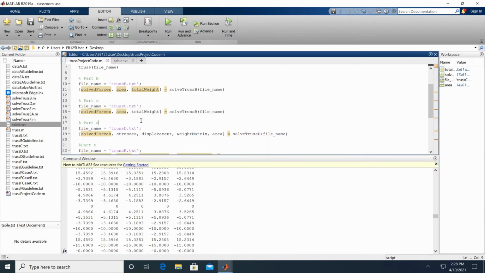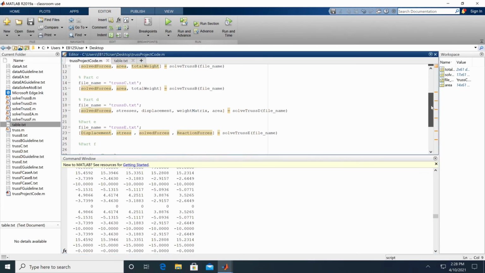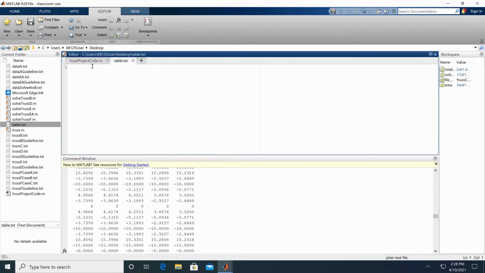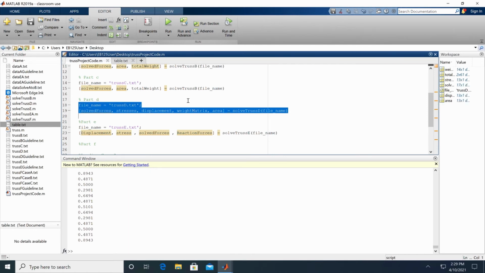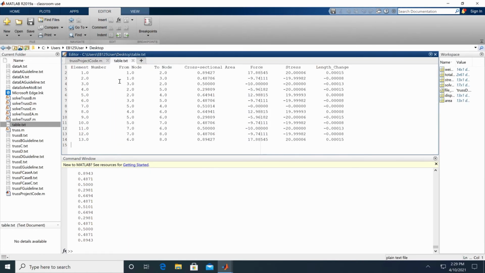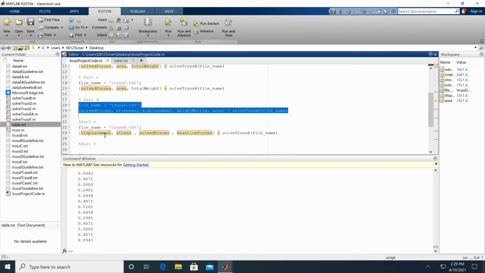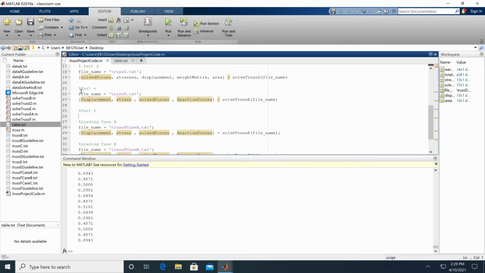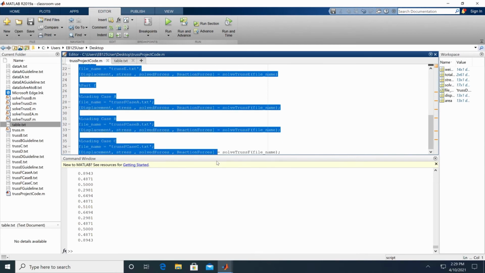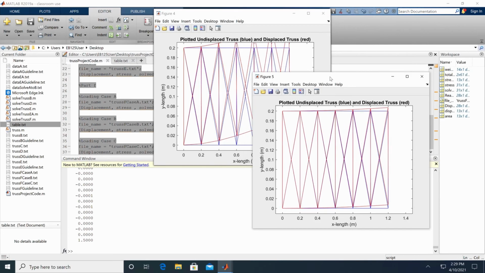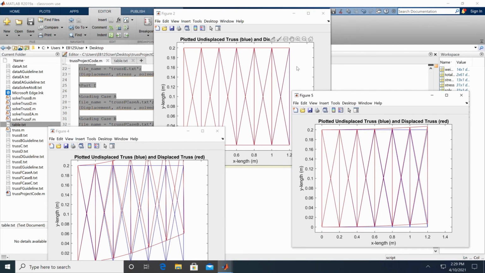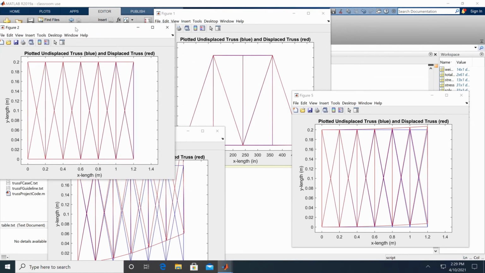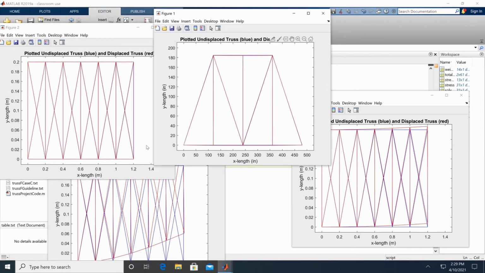And then part D, it outputs into a table output text file all of the forces, stresses, displacement, weight, and area, as you can see. And then parts E, F, for all loading cases, they plot the trusses with different loading conditions. And the undisplaced truss is in blue, and the displaced truss is in red. And so these are all. Let's head to the PowerPoint.